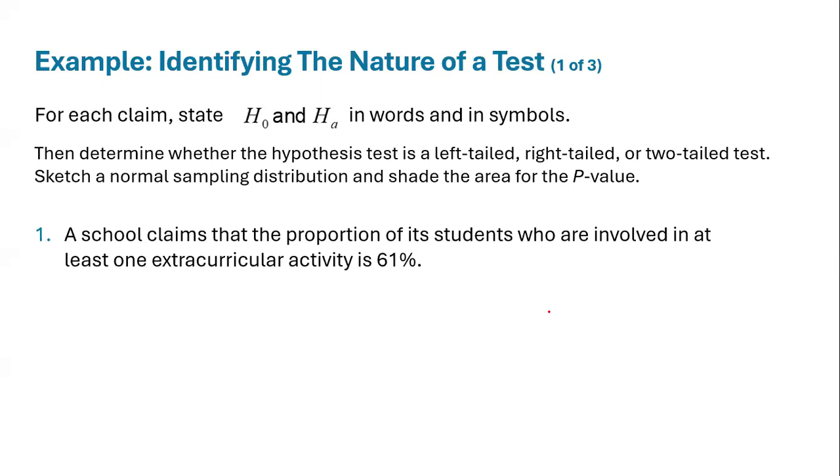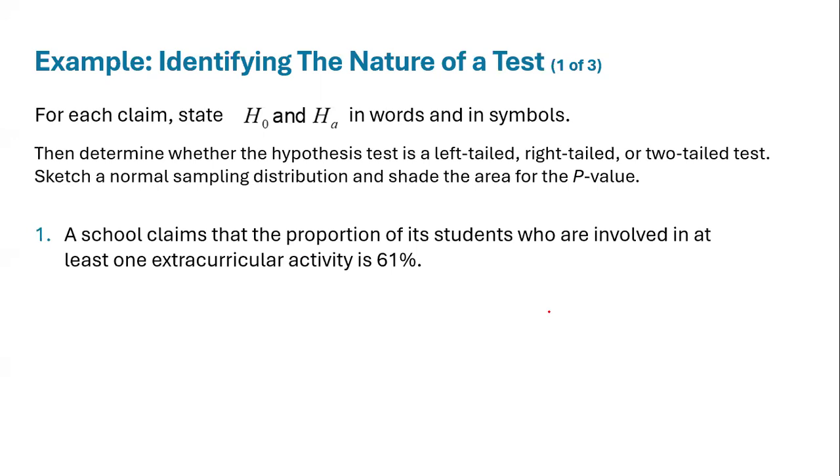Let's look at this example. It says for each claim, state the null and alternative hypotheses, and then determine whether the hypothesis test is a left tail, right tail, or two tail test. Sketch a normal sampling distribution and shade the area for the p-value. These are the same examples that we have in the beginning of this lecture.